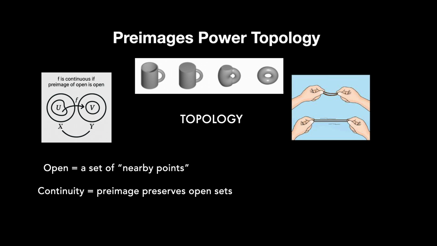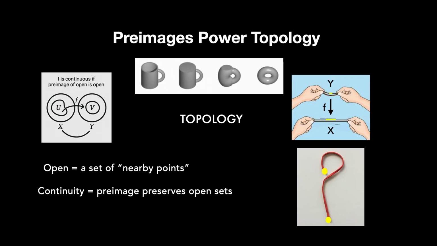Think of stretching a rubber band. Points that are close after stretching came from points that were close before. That's continuity. But if you glue a cut band together, two points that look close after gluing actually came from far apart before. The preimage doesn't preserve open sets, so gluing is not continuous. And that's the punchline. The same preimage principle that makes Venn diagrams work also gives us the modern definition of continuity, and it powers the whole field of topology.